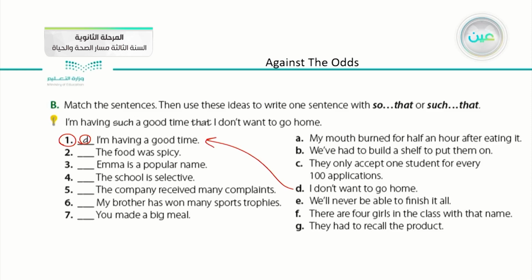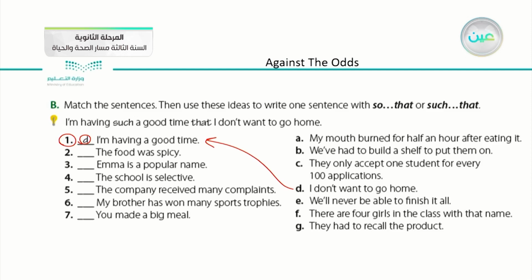I'm having a good time. I don't want to go home. We have to combine these two sentences together and use so that or such that in a proper way. The answer is I am having such a good time that I don't want to go home. Number two, the food was spicy. Number three, Emma is a popular name. Number four, the school is selective. Number five, the company received many complaints. Number six, my brother has won many sports trophies. Number seven, you made a big meal.